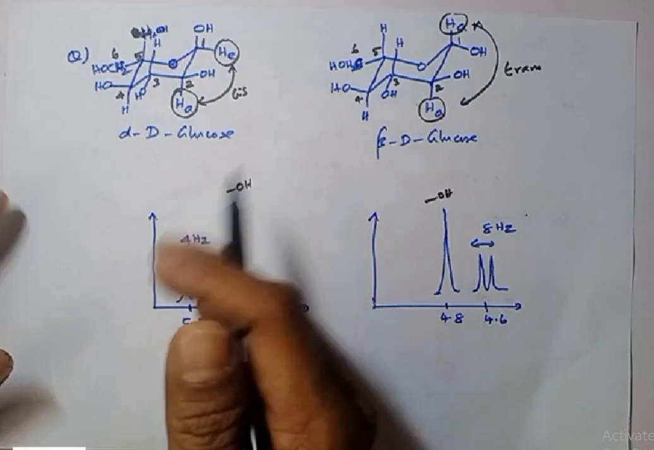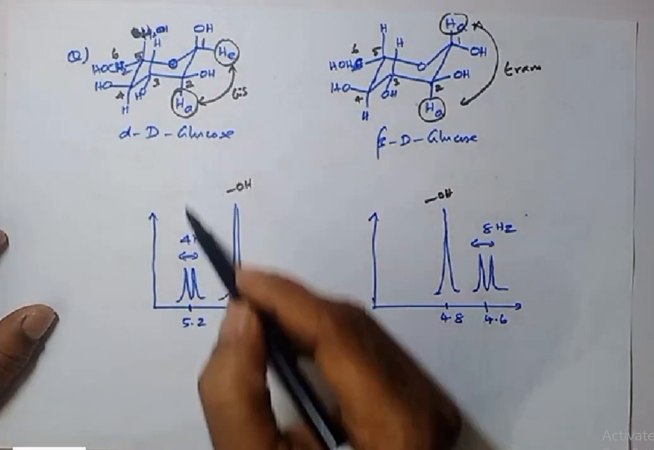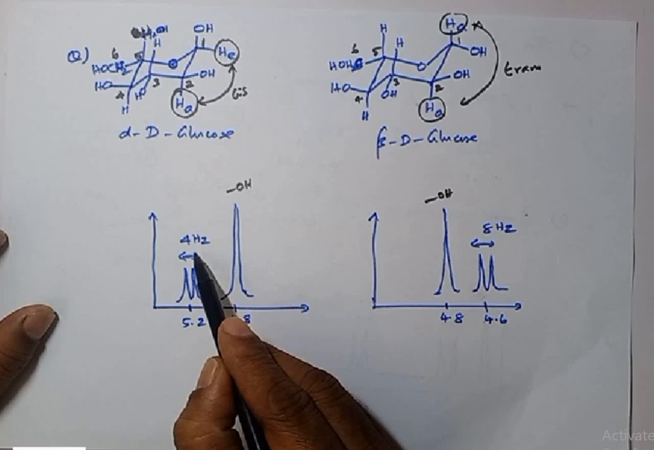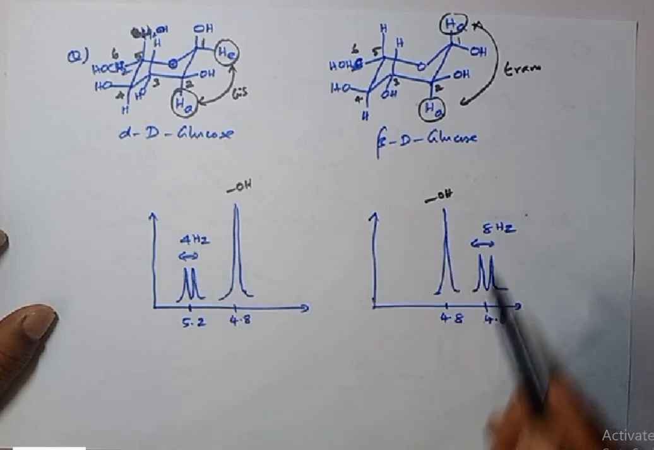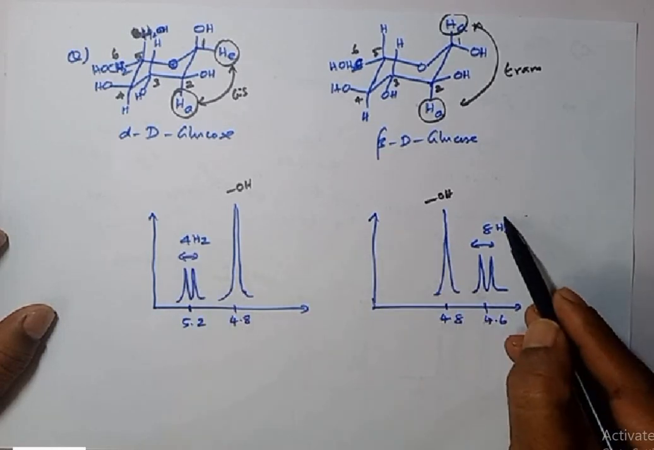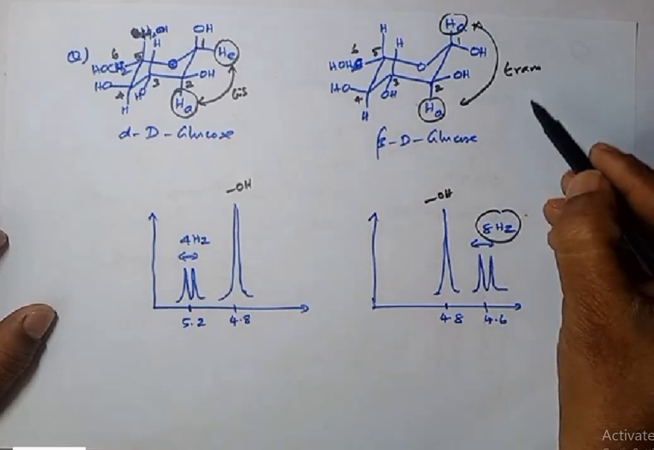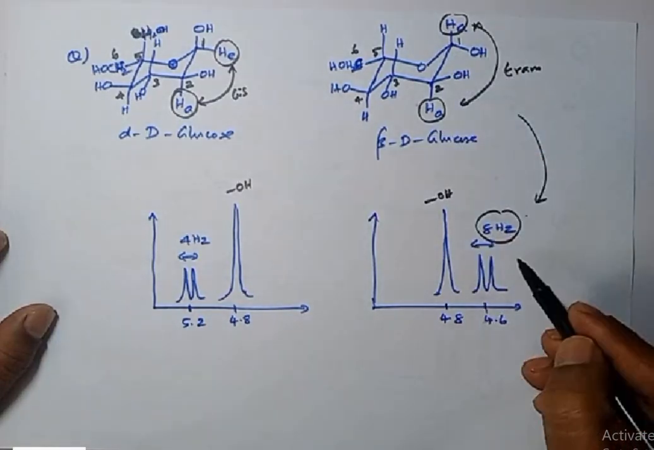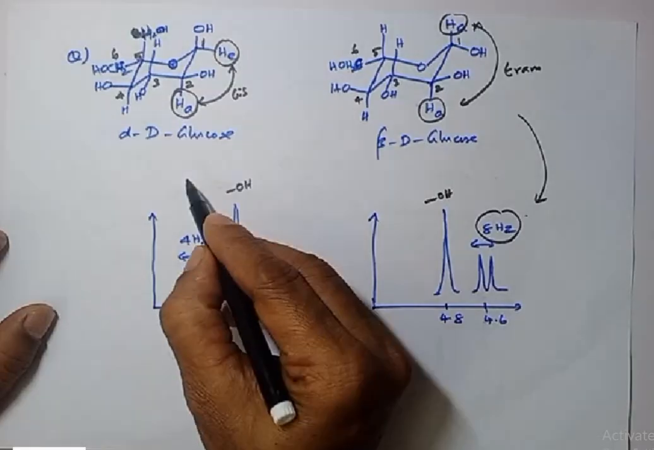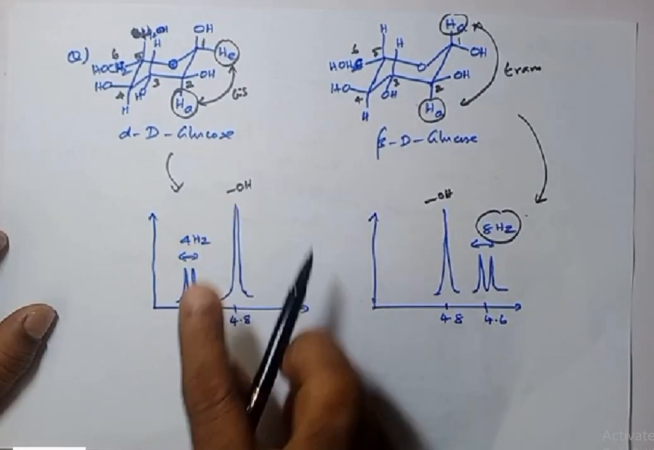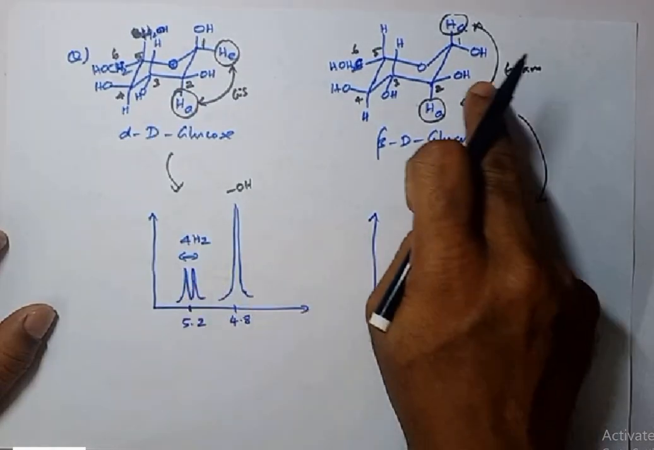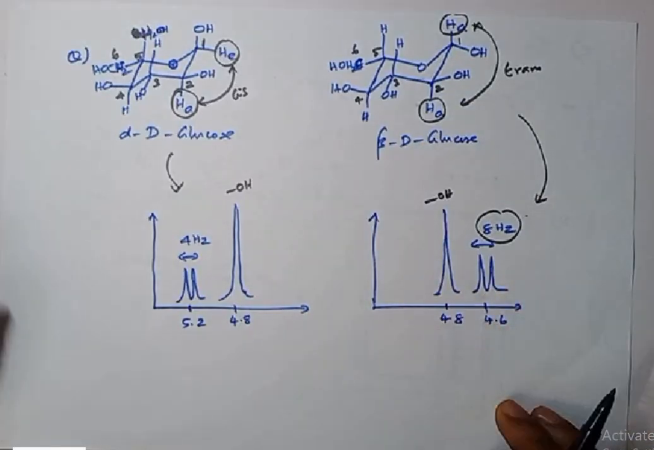Listen, it is because of the coupling. Here the coupling is 4 Hz. Here the coupling is 8. So the coupling constant is large here. So this corresponds to the trans, also called beta-D-glucose. This is beta-D and this is alpha-D. This spectrum corresponds to alpha-D-glucose and this spectrum corresponds to beta-D-glucose.